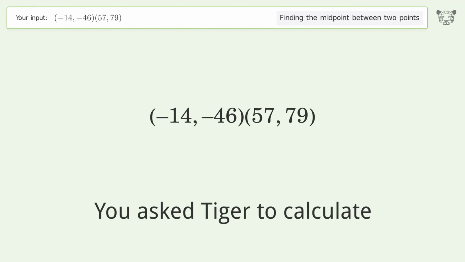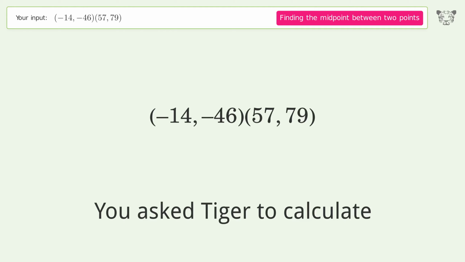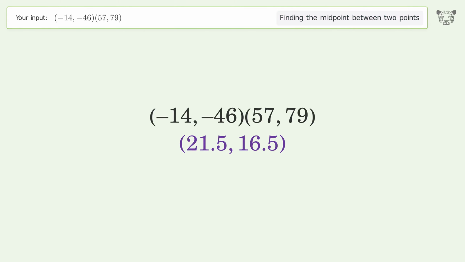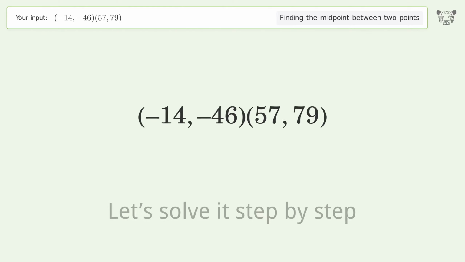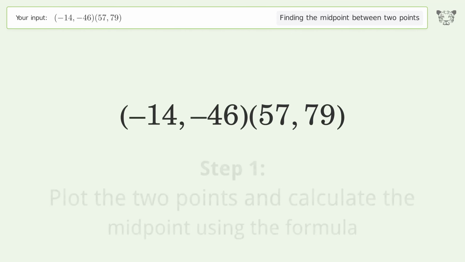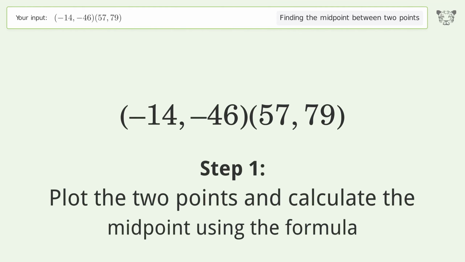You ask Tiger to calculate. This deals with finding the midpoint between 2 points. The midpoint between the 2 points is 21.5, 16.5. Let's solve it step by step. Plot the 2 points and calculate the midpoint using the formula.